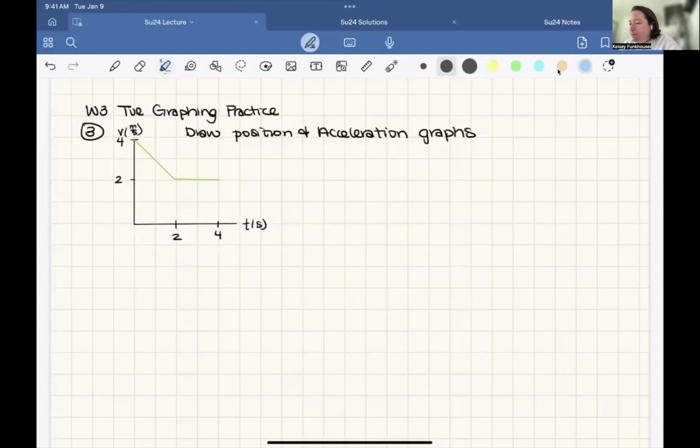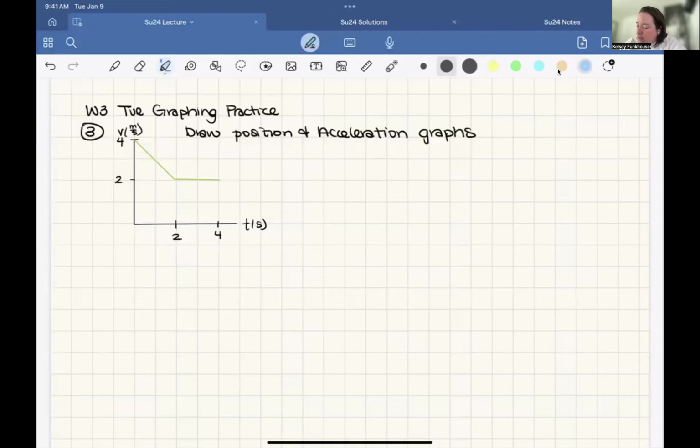Okay, the first example problem we're going to do is from the week 3 Tuesday graphing practice, and it's question 3. So we have this velocity graph, and we want to draw the position and acceleration graphs that are associated with it. Remember, we talked about how we can get the displacement from the velocity graph as the area under the graph or under the curve. And then we can get the acceleration by taking the slope. So we're going to do the position first.